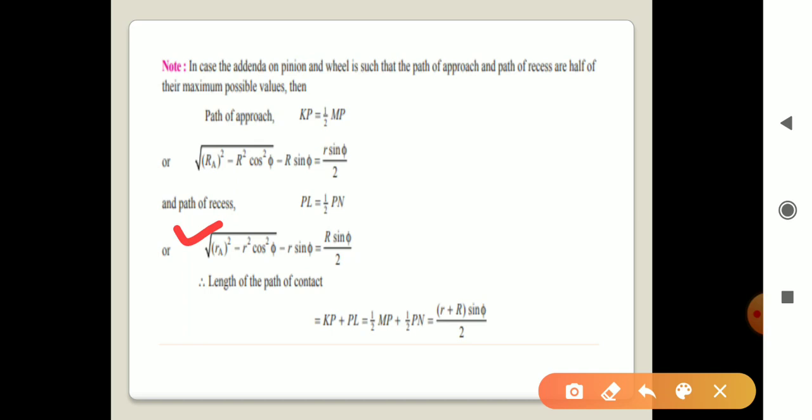Therefore the new length of path of contact is equal to Kp plus PL, which is half Mp plus half Pn. Adding these two terms, path of approach plus path of recess is equal to path of contact. Putting in the values, we get small r plus capital R into sine of phi divided by 2. Sine of phi is common, so taking it out, the length of path of contact is (small r plus capital R) divided by 2 into sine of phi.